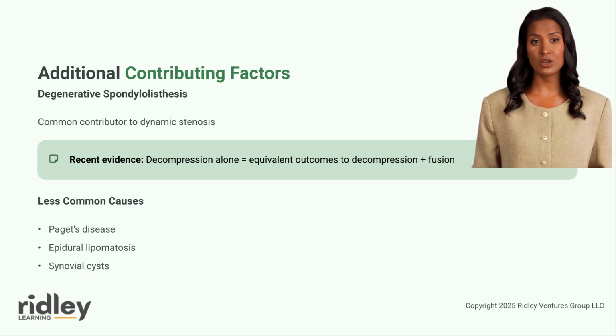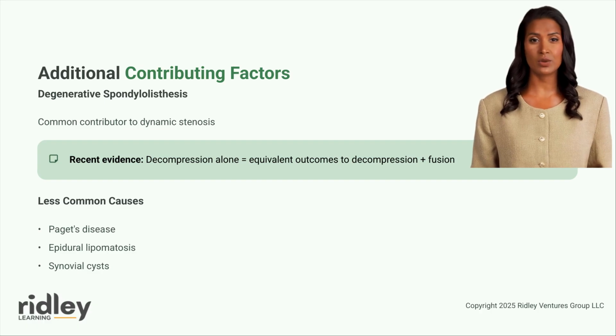The management of stenosis with concurrent spondylolisthesis has been an area of significant research, with recent high-quality evidence demonstrating that decompression alone provides equivalent outcomes to decompression plus fusion for most patients with degenerative spondylolisthesis. This finding has important implications for surgical decision-making and postoperative rehabilitation planning.